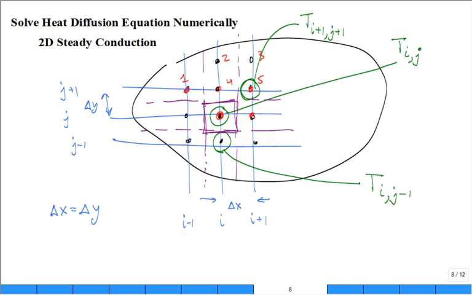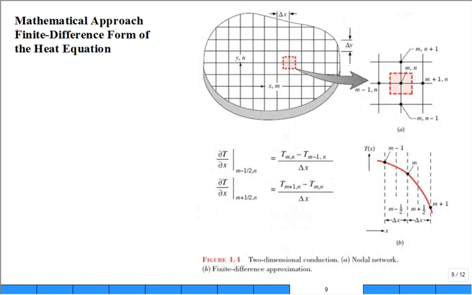What's the volume associated with this node right here, which is Ti plus 1j? It would be like that, right? Not too tricky, but you have to be really clear about what is the volume associated with each node. Now I want to numerically solve for the temperature at those nodes. So what do I do? I write an energy balance for each node. The book describes both a mathematical approach as well as an energy balance approach.